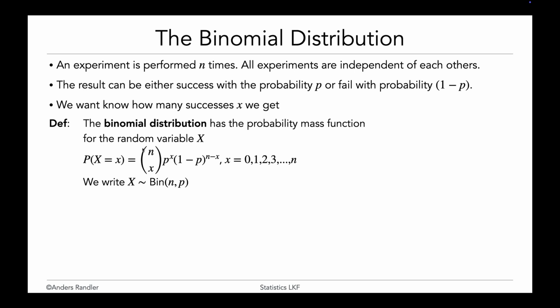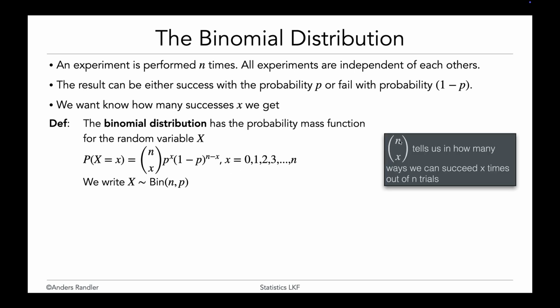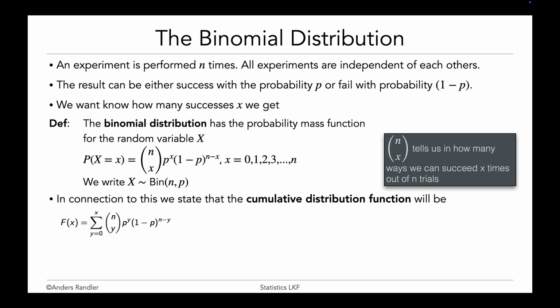And if we want to say that the variable x has the binomial distribution with n experiments and the probability to succeed in each case is p, this is the way we write it: x tilde Bin(n, p). Okay? And just to remind you, n choose x tells us in how many ways we can succeed x times out of n trials. In connection to this, we state that the cumulative distribution function will be this.